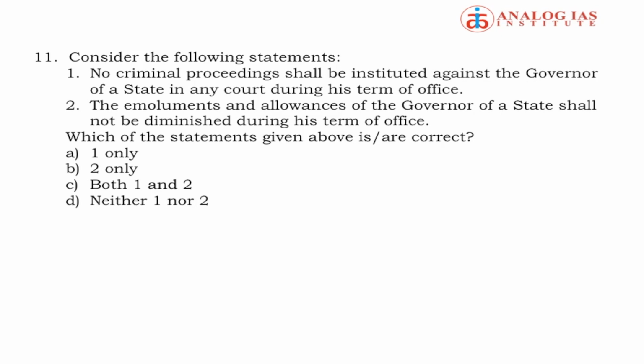Statement 2: The emoluments and allowances of the governor of a state shall not be diminished during his term of office. Yes, the statement is correct. This provision ensures that the governor performs his duties of office without any fear or favor or biasness. So the answer is option C. Both statements are correct.